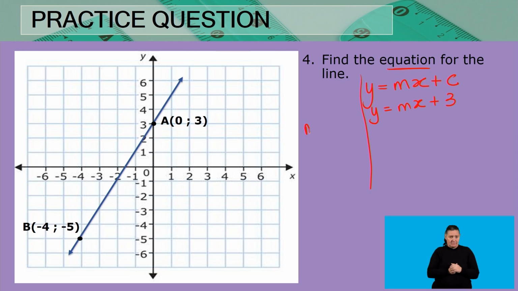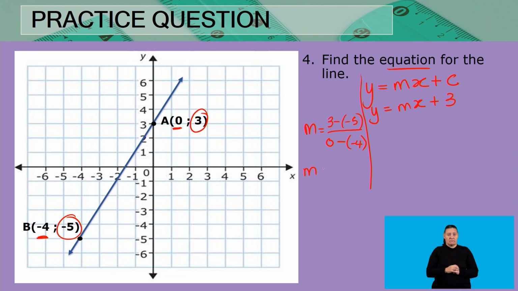So remember, the gradient is calculated using the vertical change divided by the horizontal change. So we're going to start with point A there. And the vertical change there is represented by the y values. So we are going to say there 3 minus, and we're going to take the y value from point B, which is a -5. And we are going to divide this by 0 minus a -4.